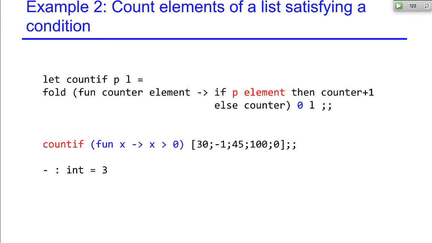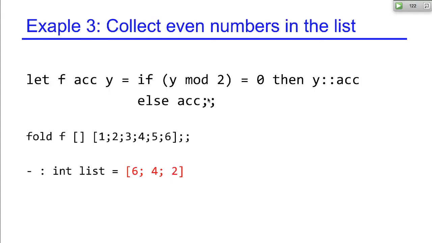Let's do one more. I know you like it so much. We have a lot of examples. It says collect. If you give me a list of integers, collect all the even numbers. I create a function with ACC and y. If the value y is an even number, then add it in front of ACC. ACC is a list in this case. Otherwise, keep that original accumulator list.